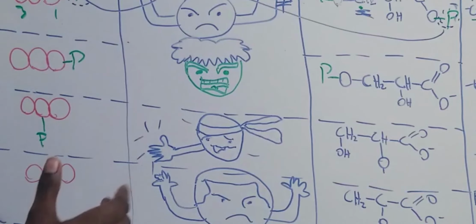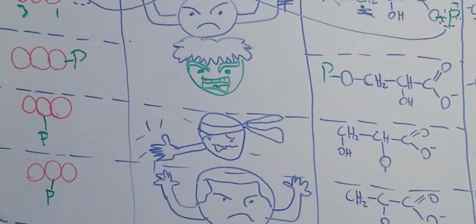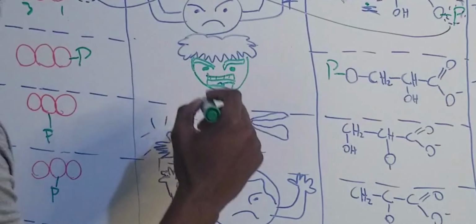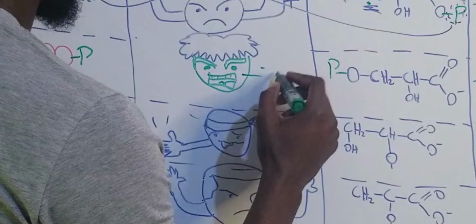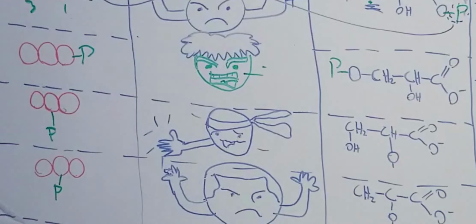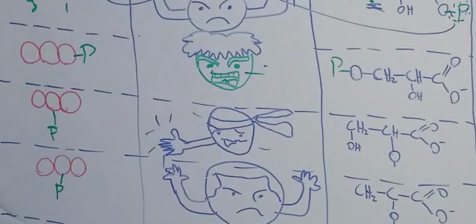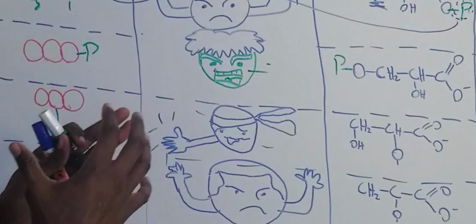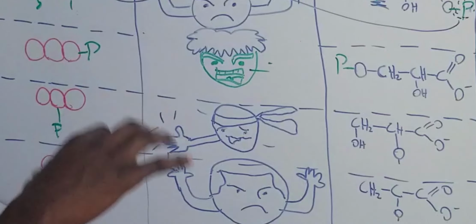And the first person that came into mind is the Hulk, being a green guy and obviously angry. So this is the phosphoglycerate mutase, this enzyme here. So what does this guy do? What this guy does is simply rearrange the 3-phosphoglycerate into 2-phosphoglycerate.